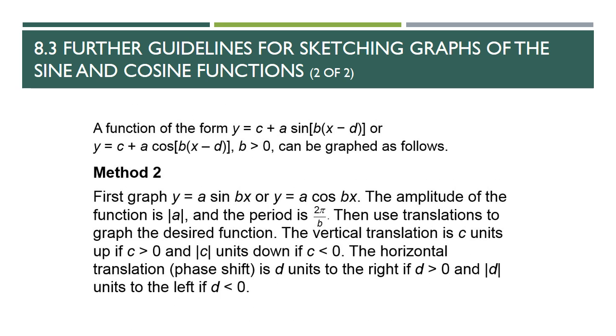There's another way to do it, and I'll be honest, this is the way I tend to prefer. First, you graph y equals a sine bx or a cosine bx. In other words, get the basic function in there with the amplitude and the period adjusted. The amplitude will be the absolute value of a, the period will be 2 pi over b, and then use the translation to get the final function. So go ahead and graph with the amplitude and the period correct, but not the translation, and then move it up and over or down and over wherever you need to move it from there. Personally, that's the way I like to do it, but whichever method works best for you is fine.